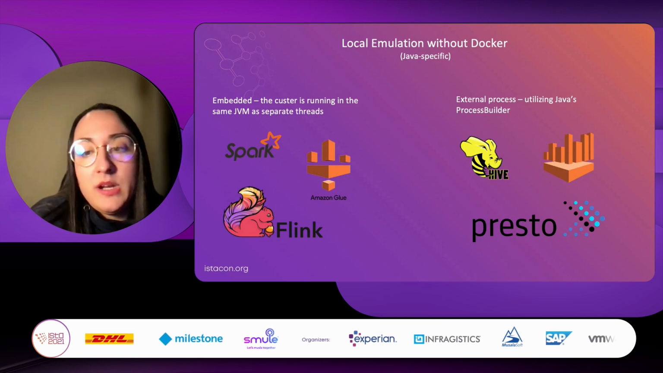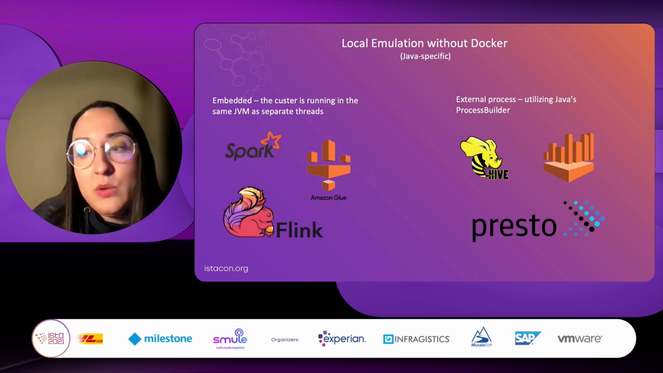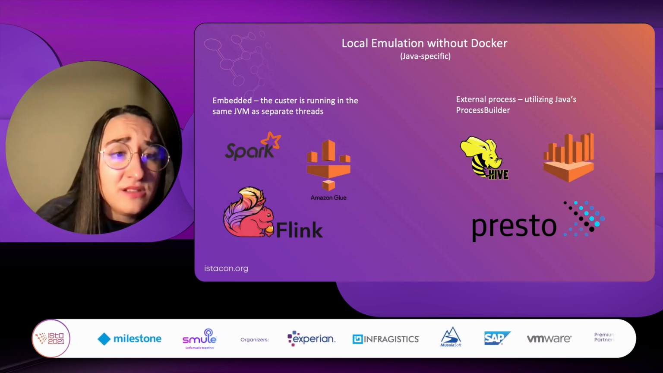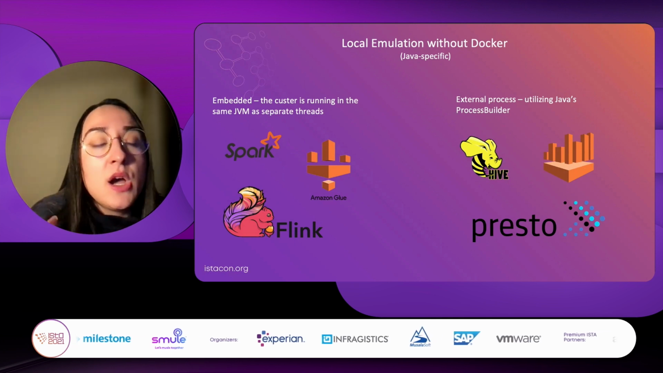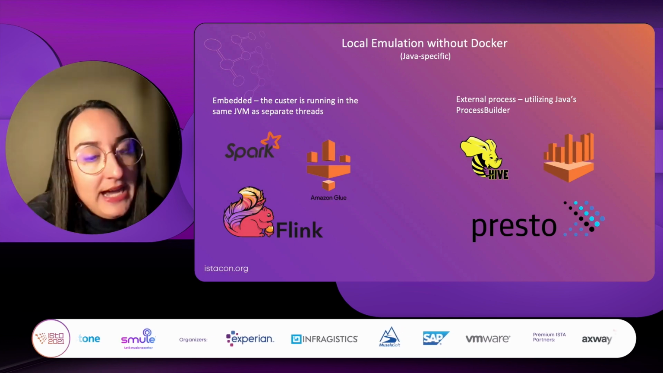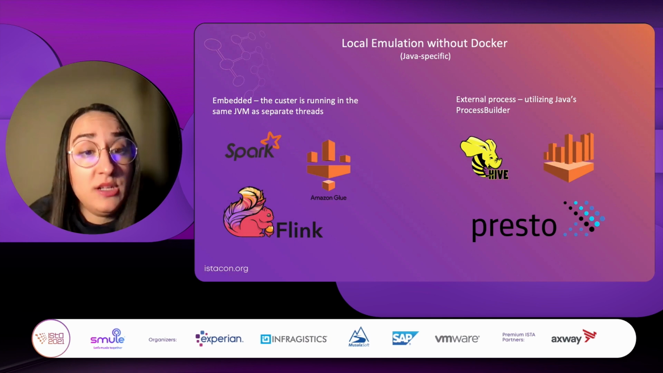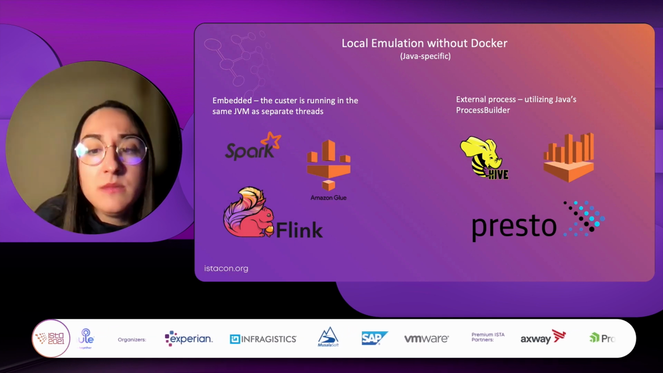In embedded, we are leveraging Spark and Flink's local execution mode, and we run them as part of our application. Their clusters are running in the same JVM as separate threads. Anyway, we couldn't find a proper way to do that with Hive and Presto, so that's why we had the idea to store them as external processes in the operating system.